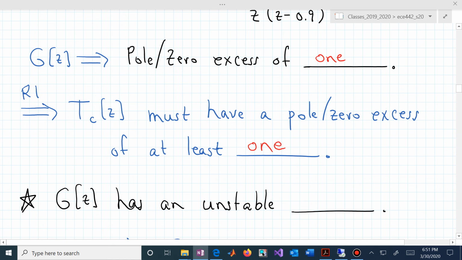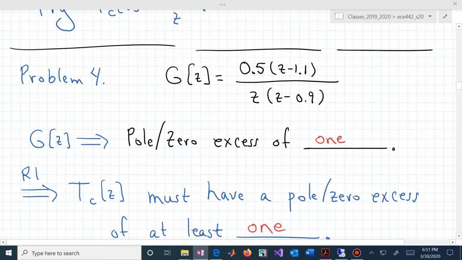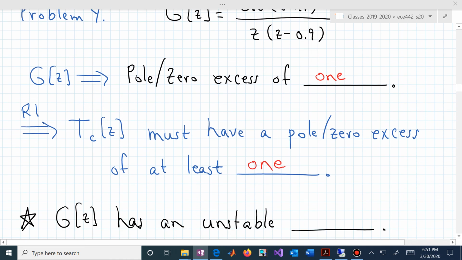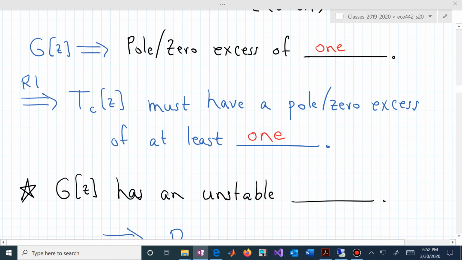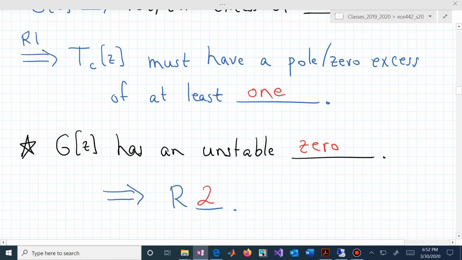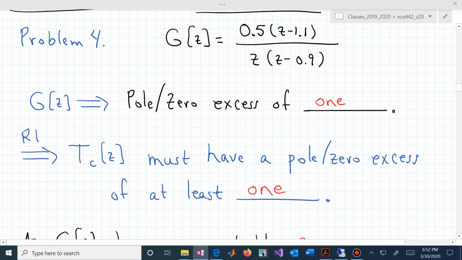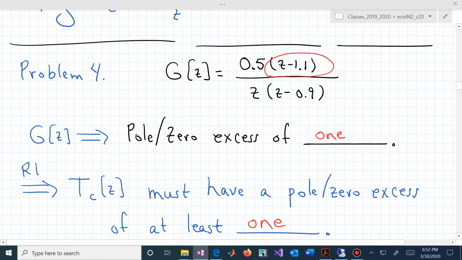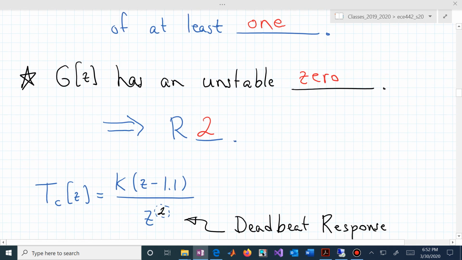G of Z has an unstable, and now we can go back, you're comparing zeros and poles, their locations, to the unit circle, and hopefully you can see that G of Z has an unstable 0, and that now tells us that we need to worry about restriction 2. Restriction 2 says that we need to retain this factor in our T sub C of Z expression. So now that is immediately inserted in T sub C of Z.